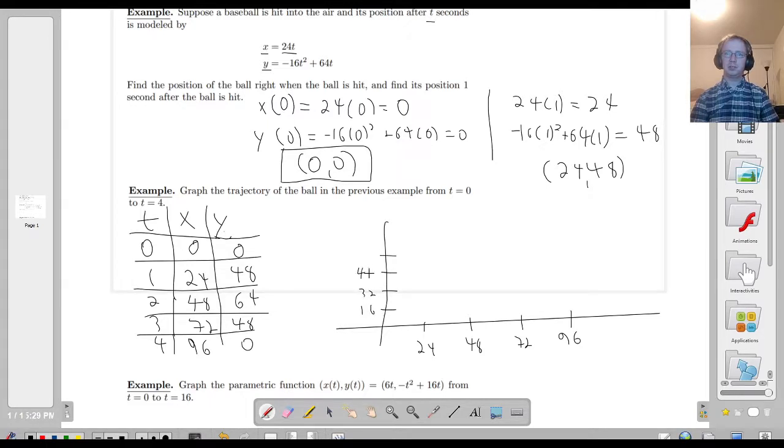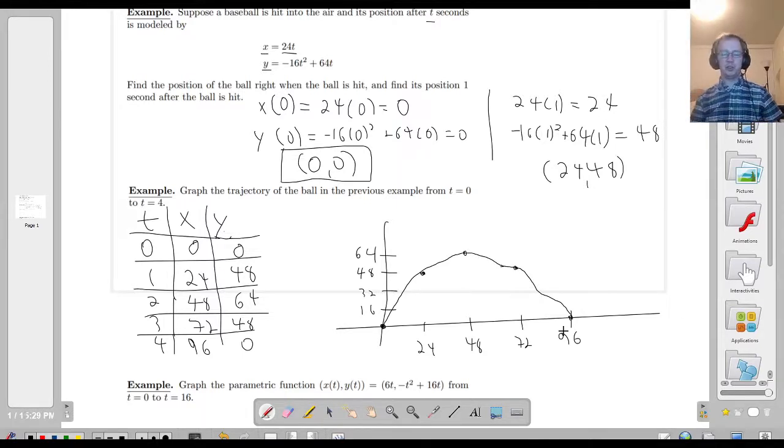These guys are evenly spaced. So we start here at 0, 0. We're going to go to 24, 48, followed by 48, 64, 72, 48, 96, 0. So if I'm following the path of this ball, it arcs up, it reaches a peak, and then it comes on down. Now, something we may not have ever done before when graphing functions.